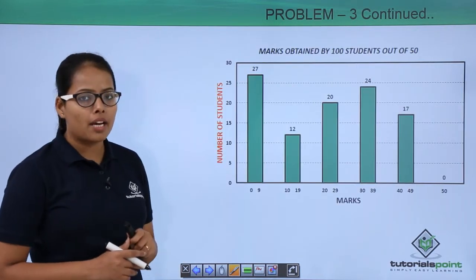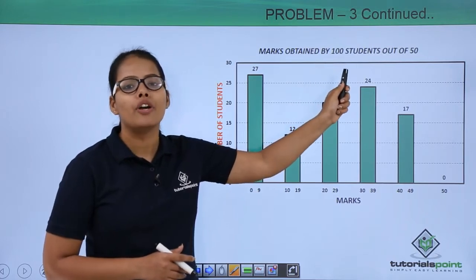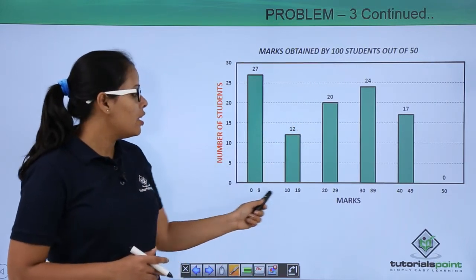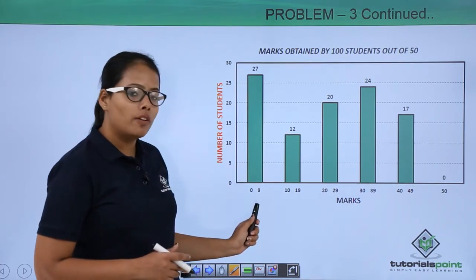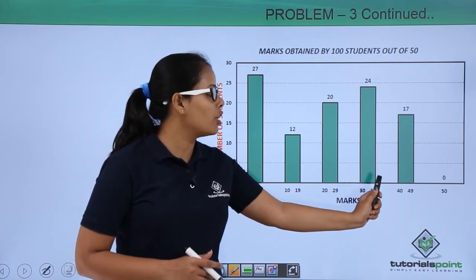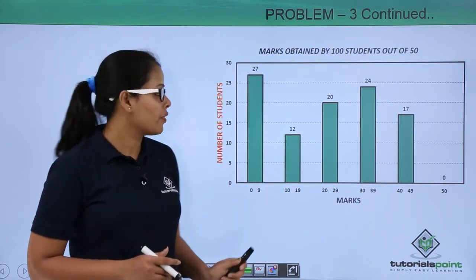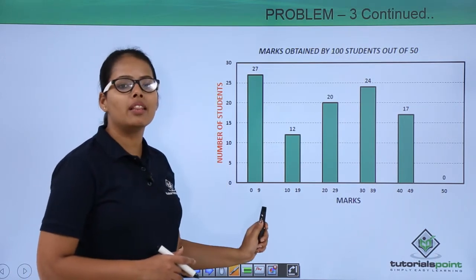Here this is a bar graph which is for marks obtained by 100 students out of 50. So here x-axis represents marks and that too in the interval of 0 to 9, 10 to 19, 20 to 29, 30 to 39, 40 to 49 and 50. And our y-axis represents number of students who scored in this range.